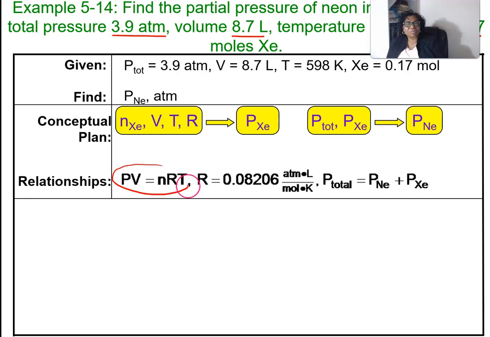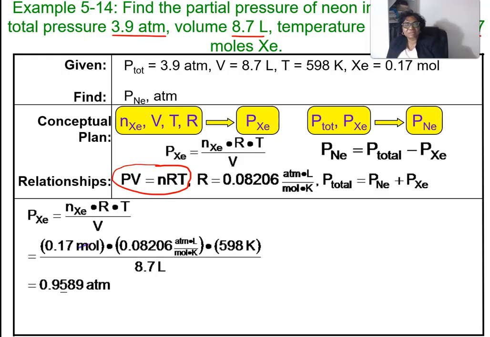So that's our ideal gas equation. We'll use it to find the partial pressure because n is different. Then we subtract it. Let's see what we are going to do. So partial pressure of xenon is the number of moles of xenon times the gas constant times temperature over volume. And this is our partial pressure of xenon.